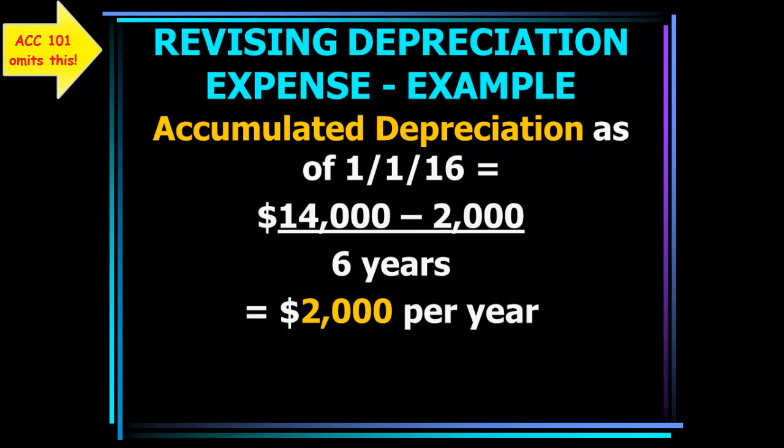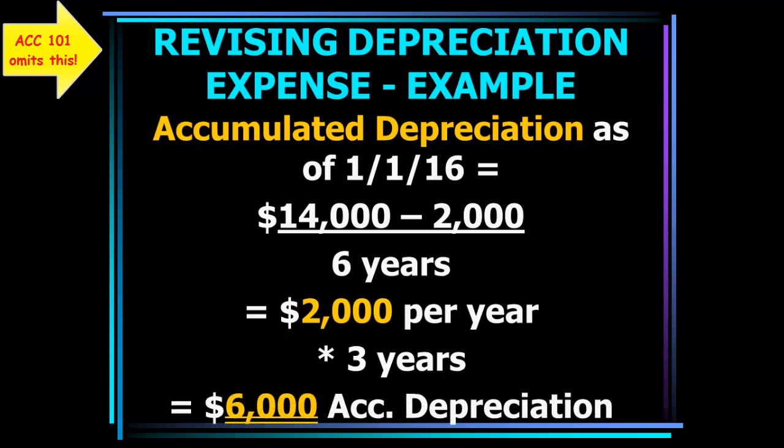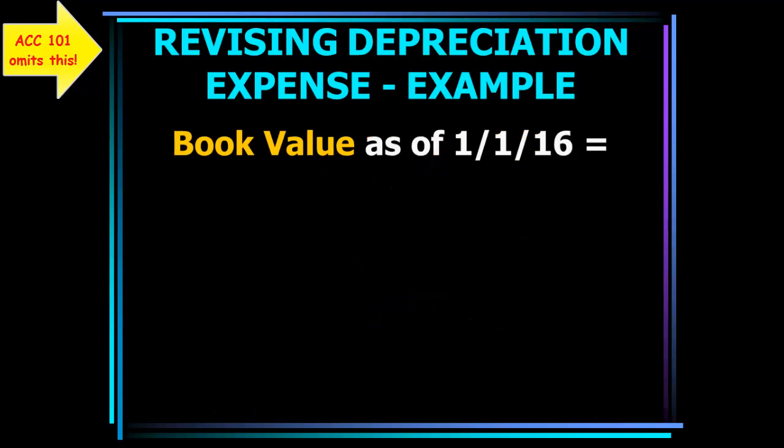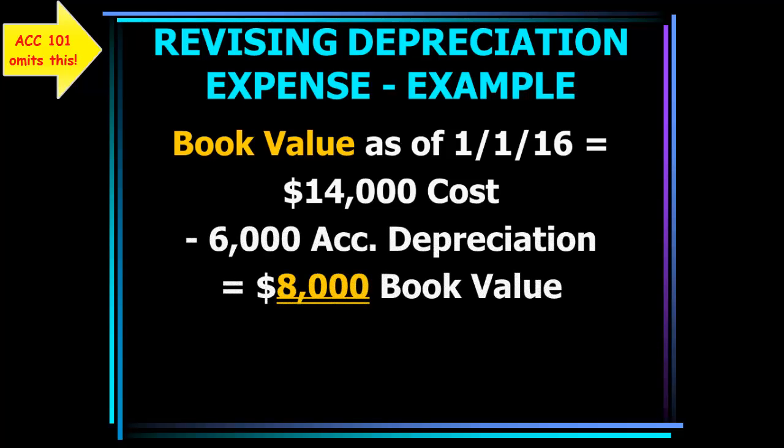Well, we need to know my book value as of when we make these changes. So which means we need to know my accumulated depreciation. As of the time she goes to make the changes, she's had that asset for what, 3 years? So my accumulated depreciation then would be $6,000. How much is my book value then at the time she goes to make these changes? 14 cost minus 6 accumulated depreciation says her book value is 8. Now remember, my depreciation has been being $2,000 a year before now.